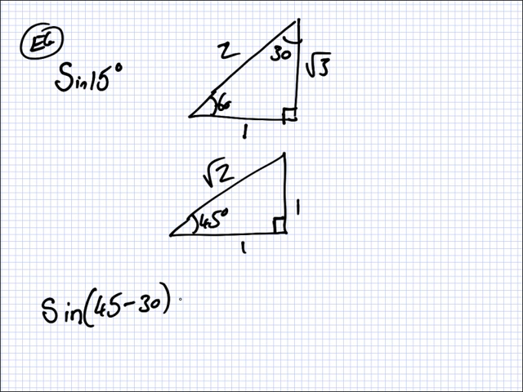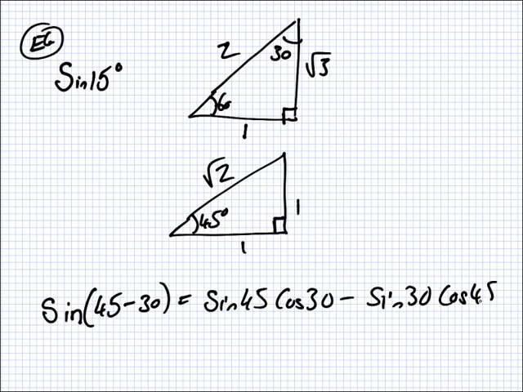So sine A minus B is sine A cos B minus sine B cos A. Sine 45 is 1 over root 2. Cos 30 is root 3 over 2. Sine 30 is 1 over 2. Cos 45 is 1 over root 2. And you can see those from these triangles.